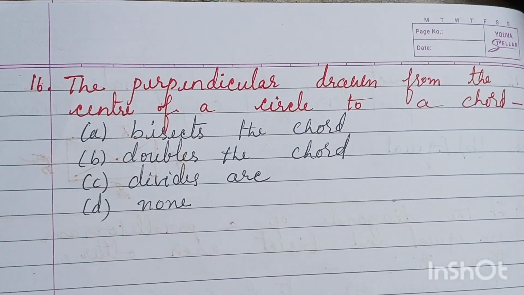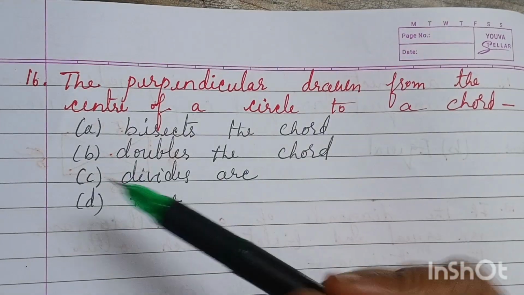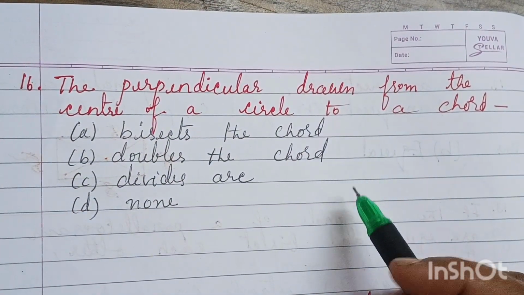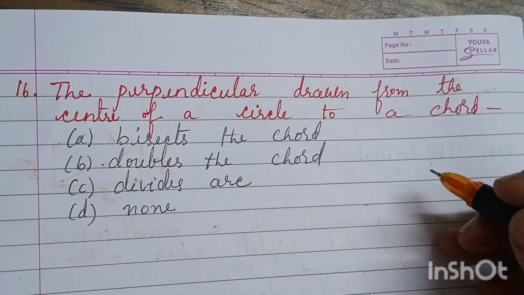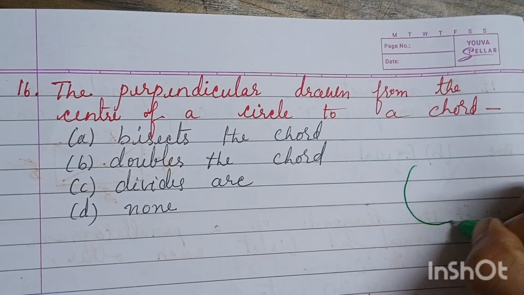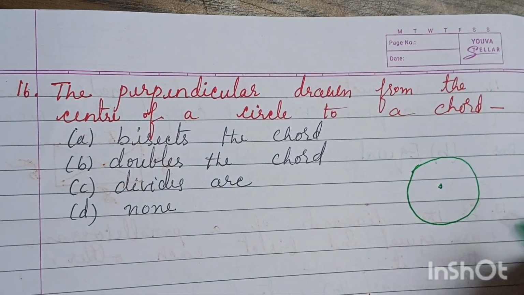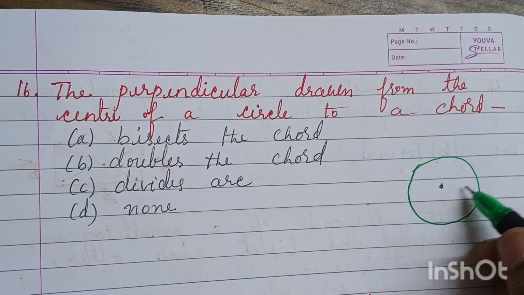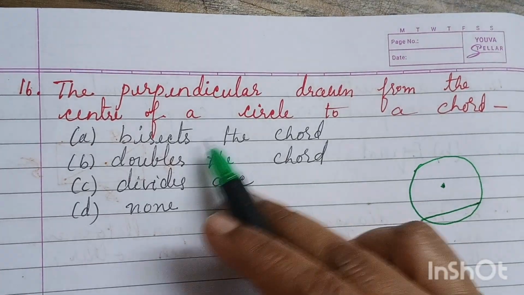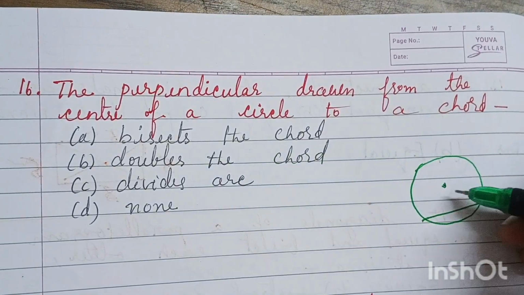Question: the perpendicular drawn from the center of a circle to a chord. So here हम एक circle draw करेंगे. I will draw here one circle. Okay, and this is the center. Diameter means it passes through the center. Chord is this. Okay, a perpendicular drawn from the center of a circle to a chord.